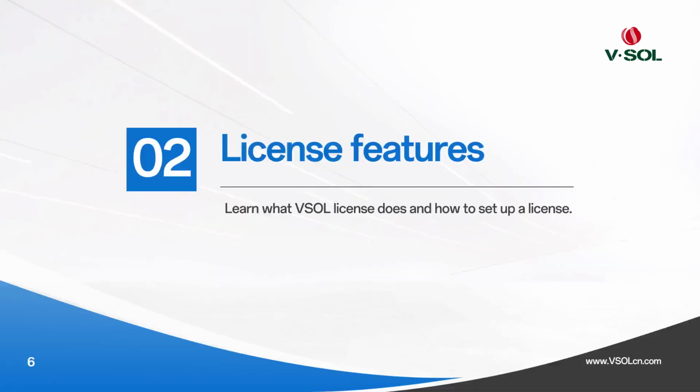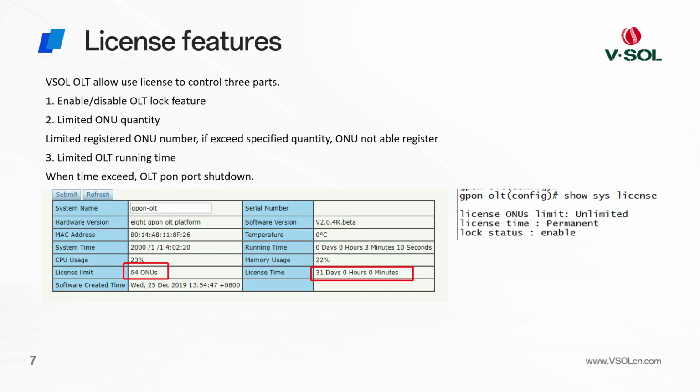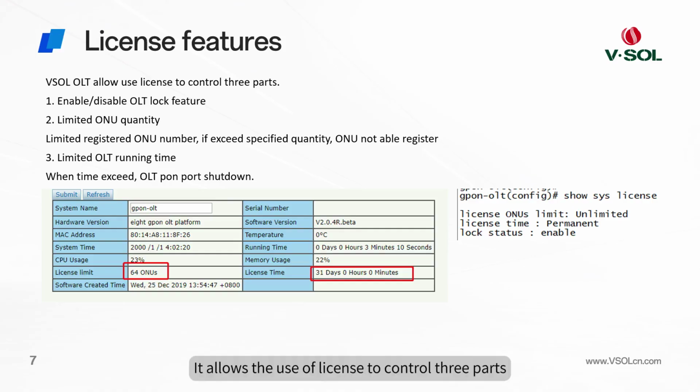Next, we will talk about license features. License features are used in VSOL OLT. It allows the use of a license to control 3 parts: enable or disable OLT lock features, limit OLT running time, and limit ONU quantity.